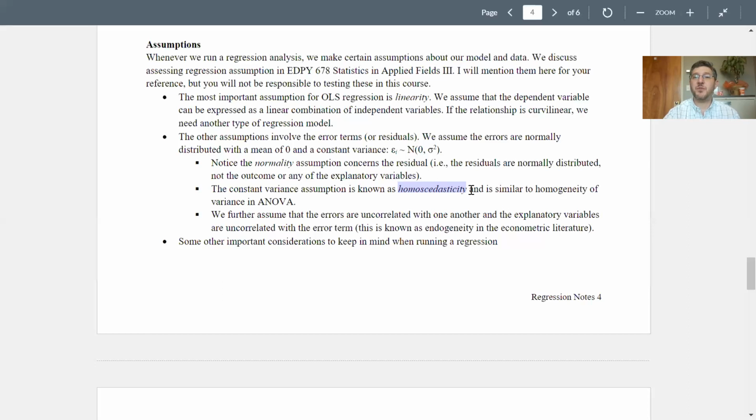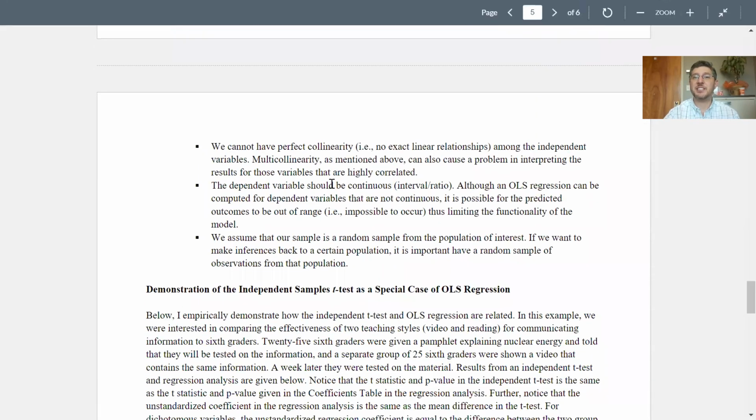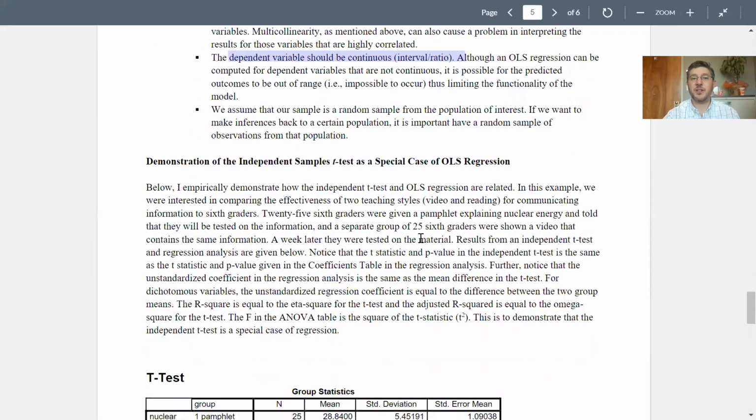You can read through here also some other important data considerations. Our dependent variable should be continuous. And if we want to make inferences back to a population, then we should have a random sample from that population. So you can read a little bit more detail about that.